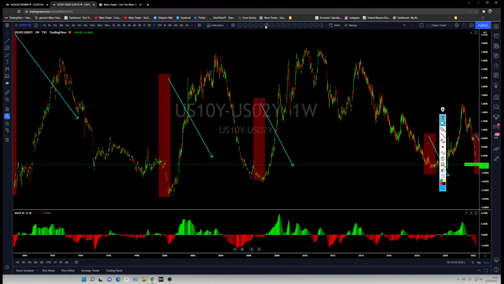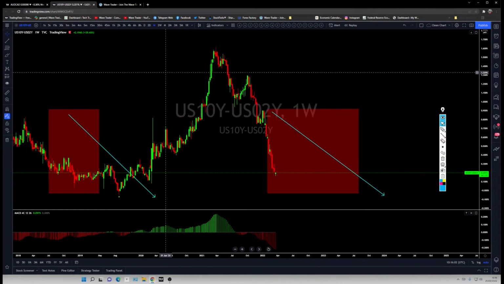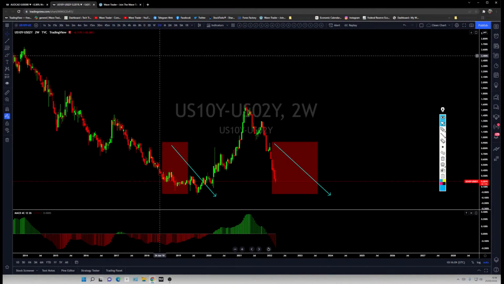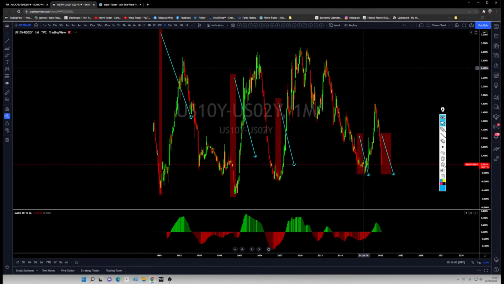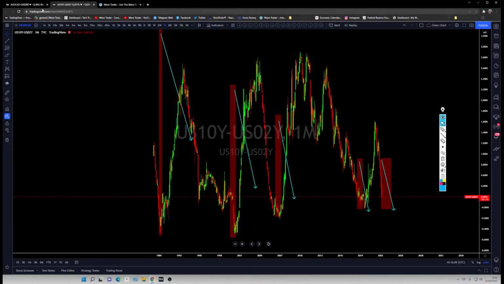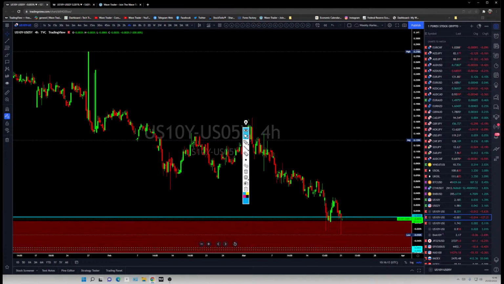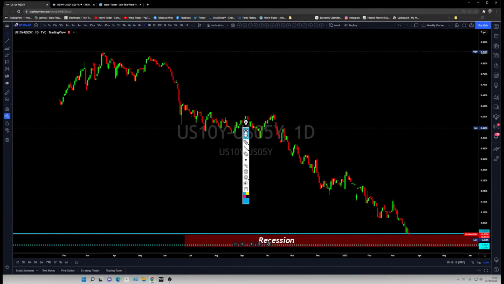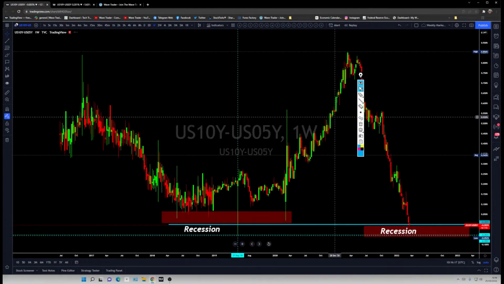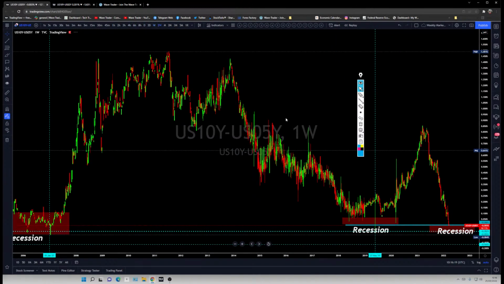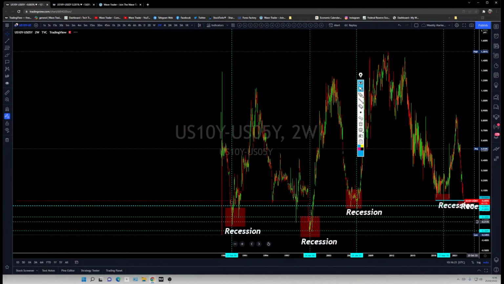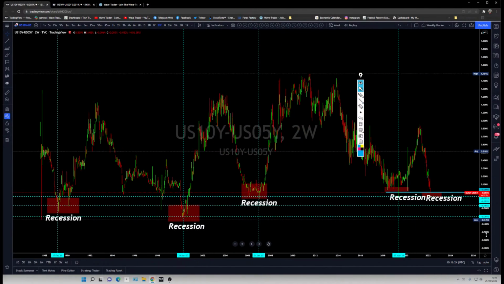So we have a yield curve chart. We're going to look at that chart first, and then we're going to talk about the setups. If we look at this 5 and 10 over 5, we can see that this is inverted. Not deeply inverted, but it's inverted.